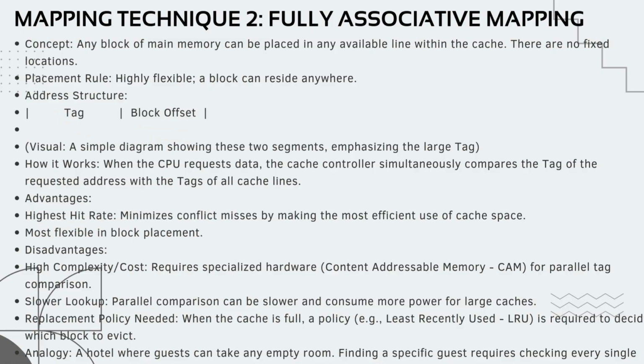Because of this flexibility, the address structure is simpler in terms of fields. It only has a tag, which is essentially the entire main memory block address, and a block offset.